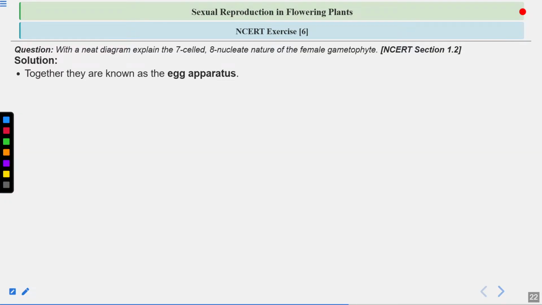Together they are called egg apparatus. Egg apparatus can sometimes be asked as a one-liner, 1 mark, very short answer question. What is egg apparatus? So what will you write? Egg apparatus is a part of the embryo sac or the female gametophyte, and it constitutes 1 egg and the 2 synergid cells, right?